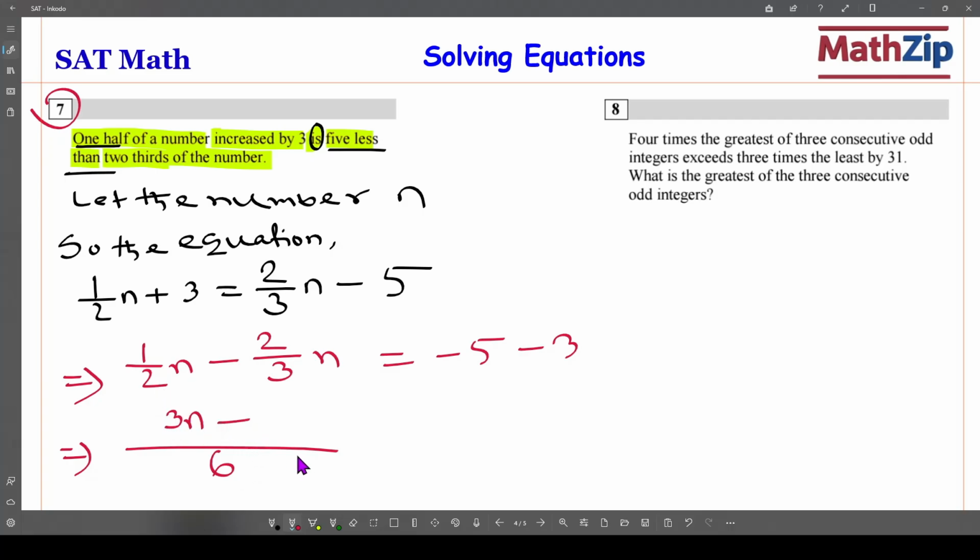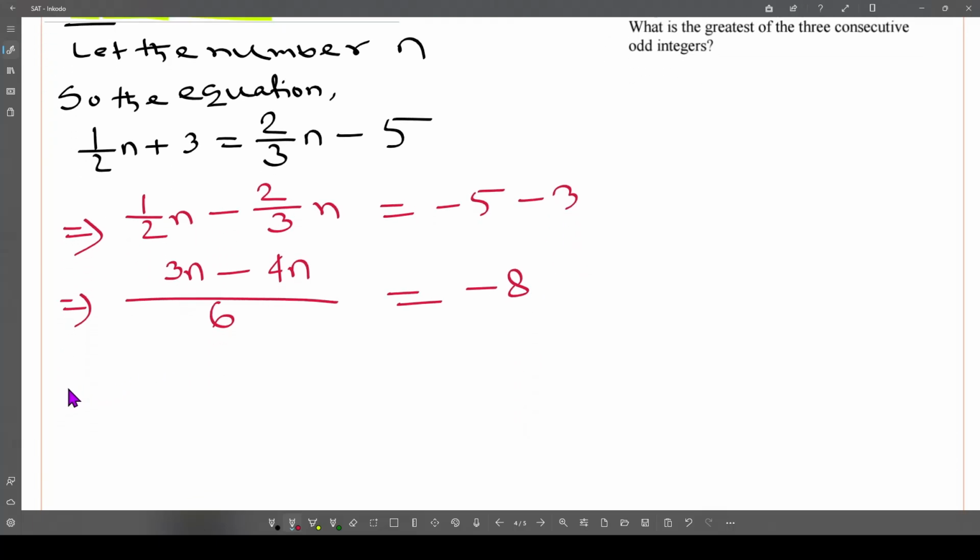minus, what? 6 by 3 is what? 2. 2 times 2 is 4. So here is 4n equals minus 5 minus 3, which is minus 8. Okay, now 3n minus 4n should be minus n, and here is minus 6 times 8, cross multiply, is 48. Now we can multiply both sides by minus 1, so n equals 48.